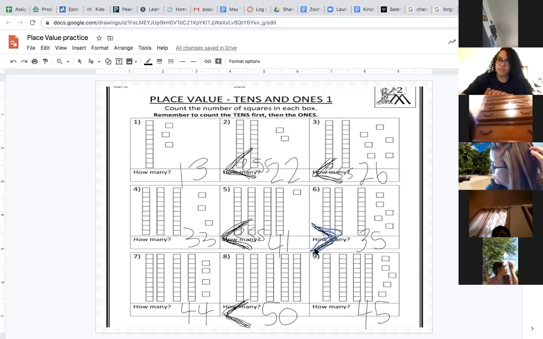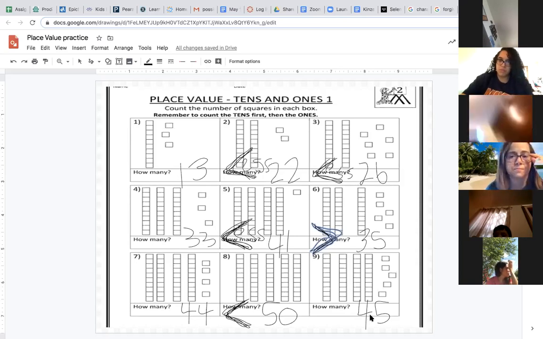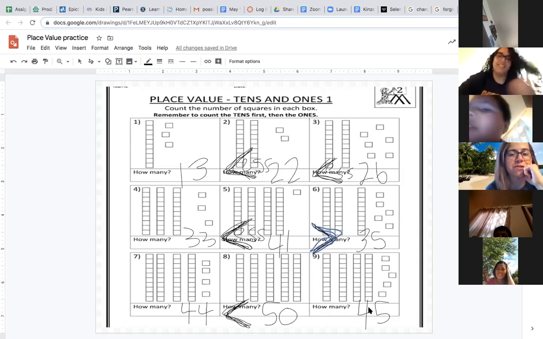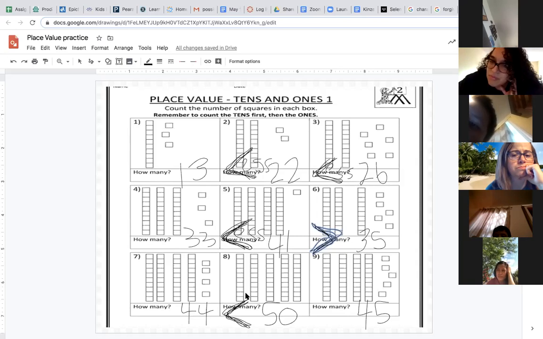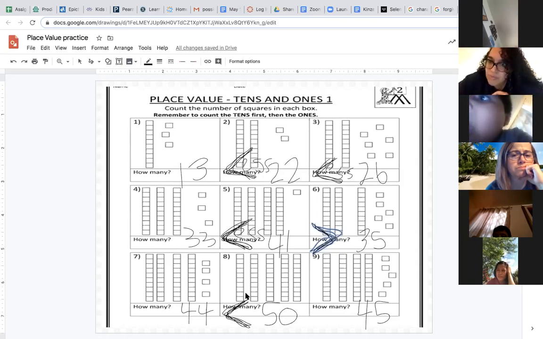Jacob, I need your help for the last one. We have 50 and 45, okay? How many tens does 50 have? 50 has 5 tens. What about 45? 45 has 4 tens and 5 blocks. And 5 ones, right? Good job.